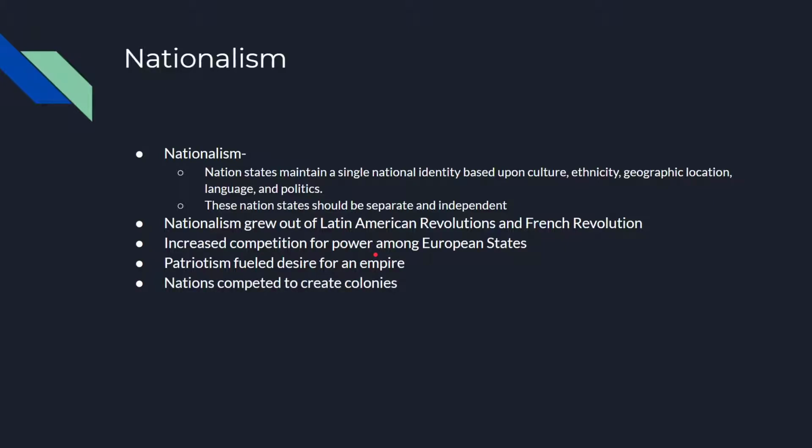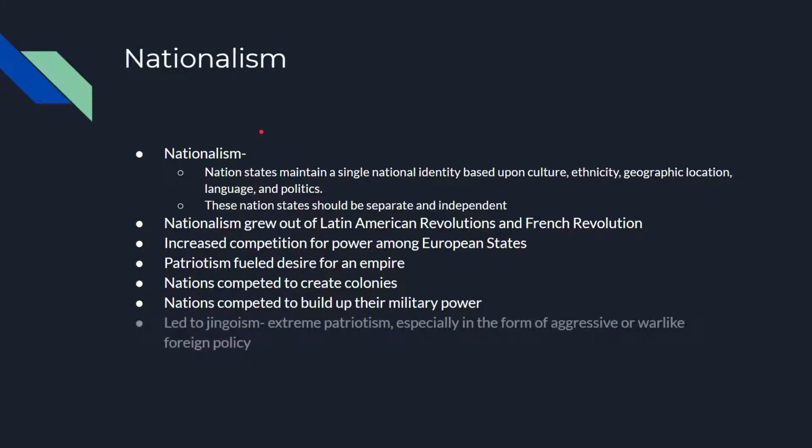Nations then competed to create colonies all around the world, similar to how they did in the 15th, 16th, and 17th centuries. They also competed to build up their military power because of nationalism, because you need to protect your colonies from other imperial countries.